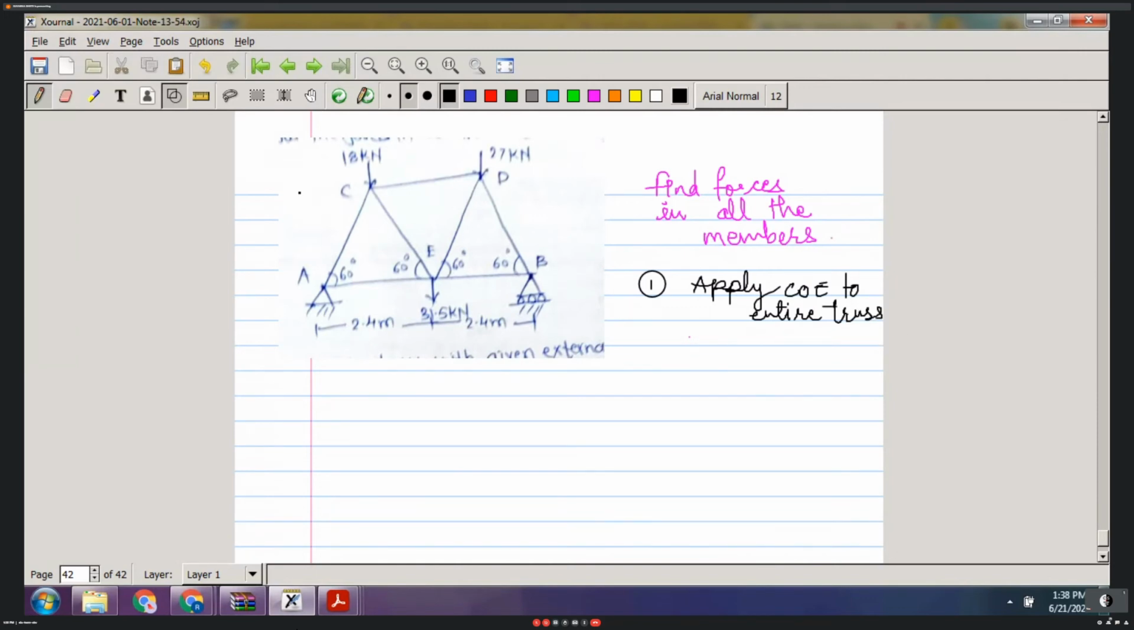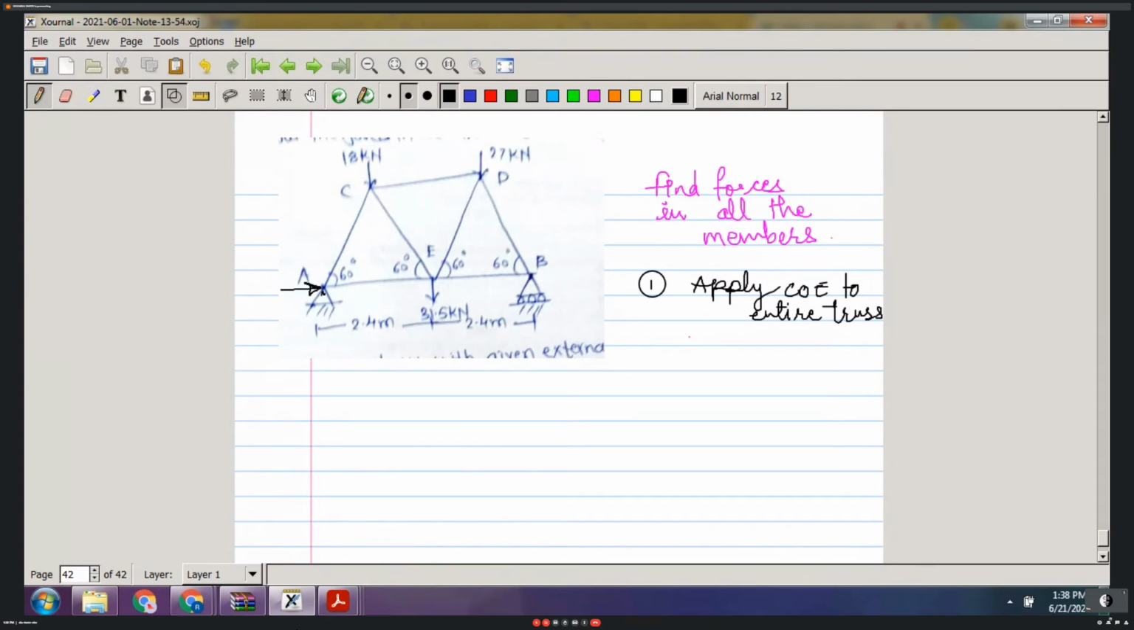As our entire truss is representing a general coplanar force system, I will apply one by one all the conditions of equilibrium. Before that, I need to complete my free body diagram. These 18 kilonewton, 27 kilonewton and 31.5 kilonewton are acting on joints C, D and E respectively. At A there is a hinge. Can you tell me how many reaction components there will be for a hinge?